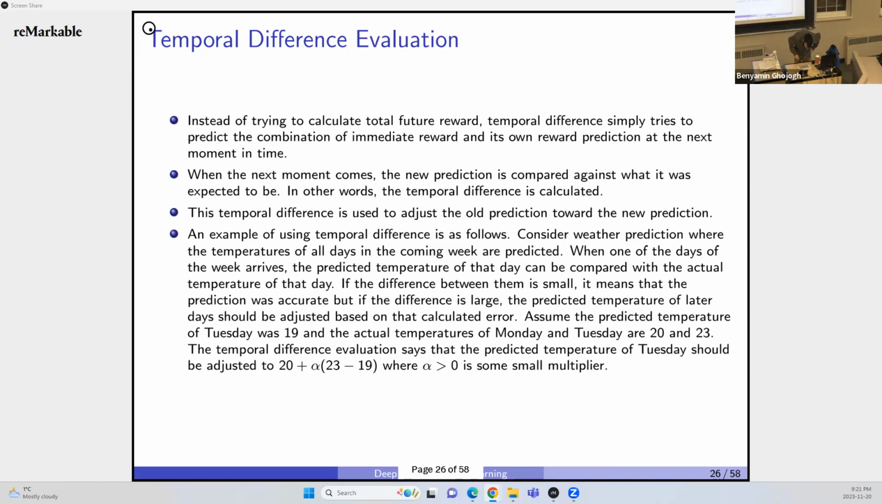So instead of trying to calculate the total future reward, temporal difference simply tries to predict the combination of immediate reward and its own reward prediction at the next moment in time. Only the next moment in time.